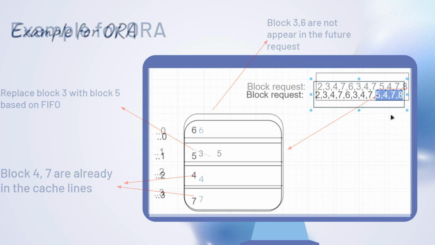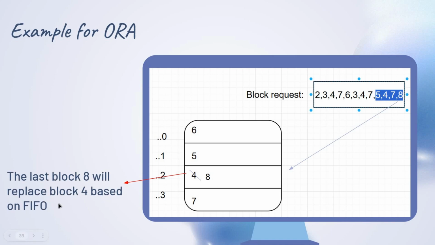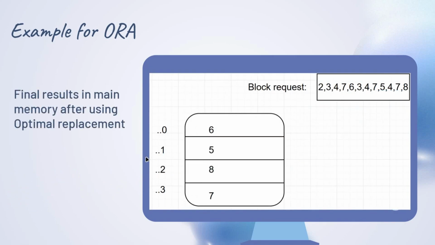And finally we come to block number 8. Just continue our process. It's based on first in first out, and number 4 is also the first in, so it will be the first out and will be replaced by block number 8. So this is the final result in main memory after using optimal replacement.